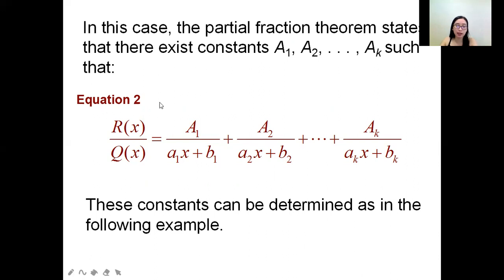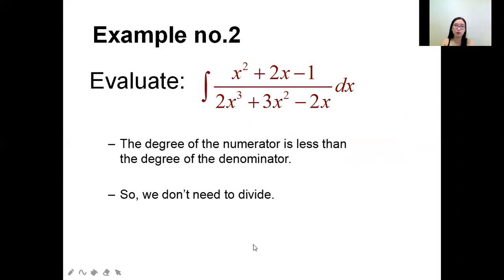in equation 2, the remainder over the denominator is equal to a sub 1 over a sub 1 x plus b sub 1, going to a sub k over a sub k x plus b sub k. These constants can be determined as in the following example. So, let us proceed to an example, okay? We will go through it so that it is easier to understand.